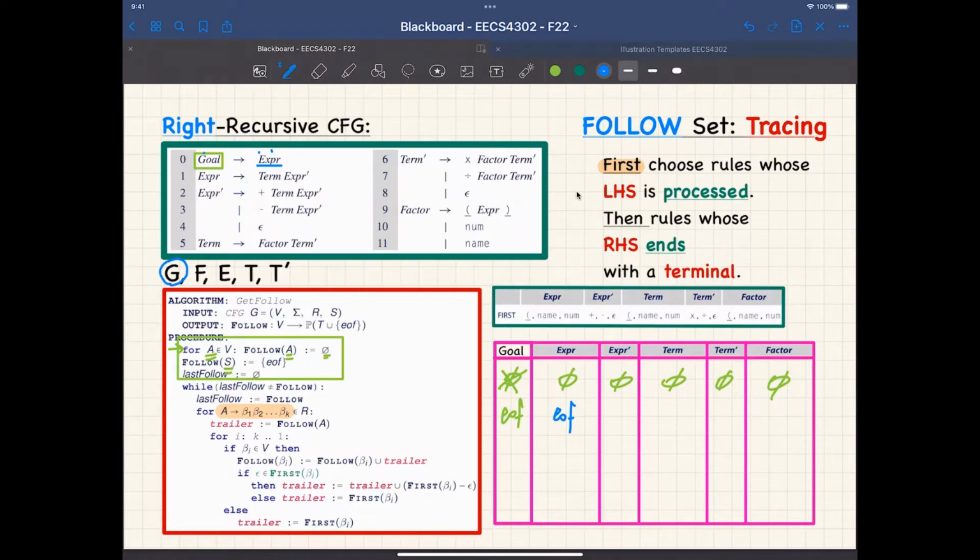In the exam, you don't necessarily follow this particular order. Let's say you want to do the goal, followed by factor, followed by expression, followed by term, followed by term prime. You don't need to. But ultimately, you should really reach the same fixed point to get all the contents. Okay? All right, let's go do maybe one or two more.